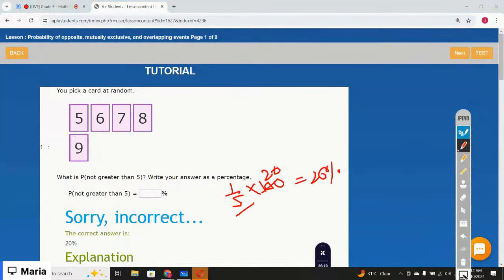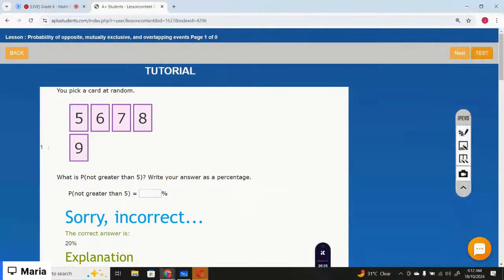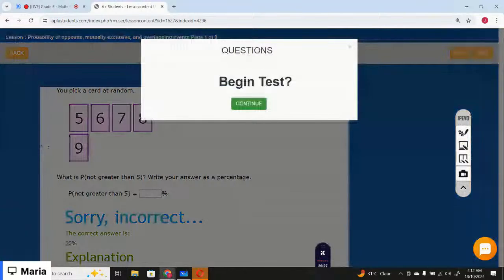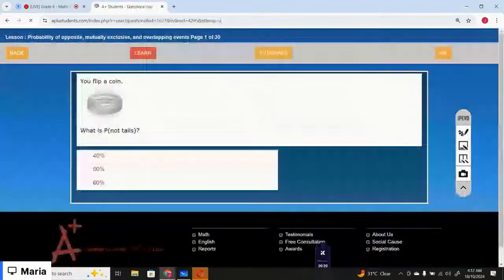You need to write down the answer in the percentage form, multiple test questions. You flip a coin. What is the probability of not tails? Which is the correct option?